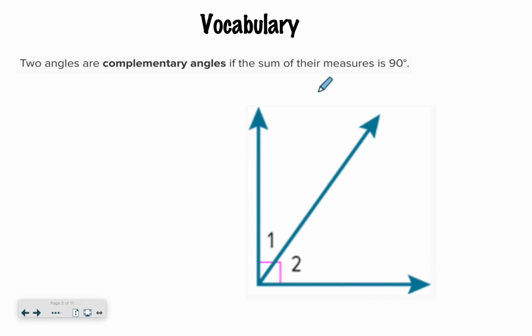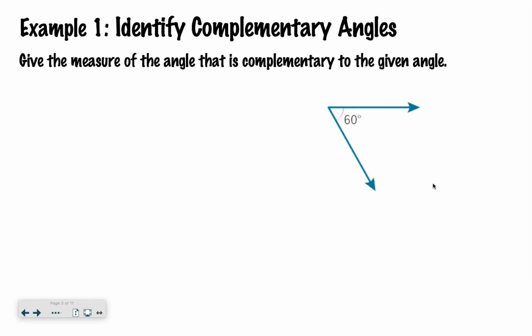So when we're talking about complementary angles, it's when two angles add up to 90 degrees. So you'll often see a drawing like this where you have that right angle symbol or that 90-degree symbol. And that's usually a hint that you're dealing with complementary angles. Not always, but usually. And you can see I have angle 1 and angle 2 that put together form that right angle.